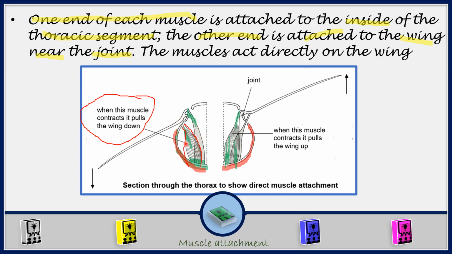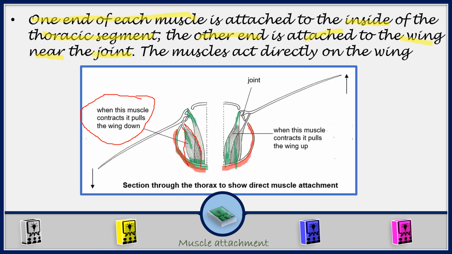Now, these two muscles, they work antagonistically, meaning that when this one contracts, the other one should relax. So when this one is contracting, it is pulling. The other one should relax. And when it relaxes, that means the wing is going to go downwards.